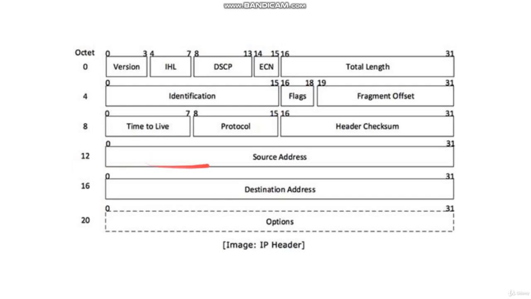Then source address, which is the 32-bit address of the sender of the packet, and destination address, which is the 32-bit address of the receiver of the packet. Options. This is an optional field, it is not compulsory to fill. If the value of the IHL, that is header length, is greater than 5, then these options may contain values for options such as security, record route, timestamp, etc.